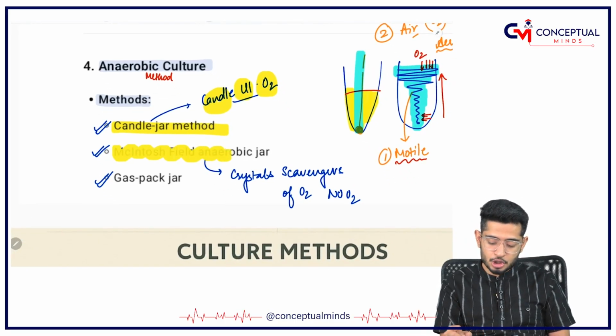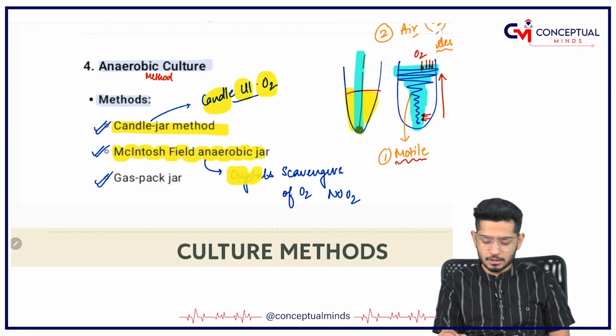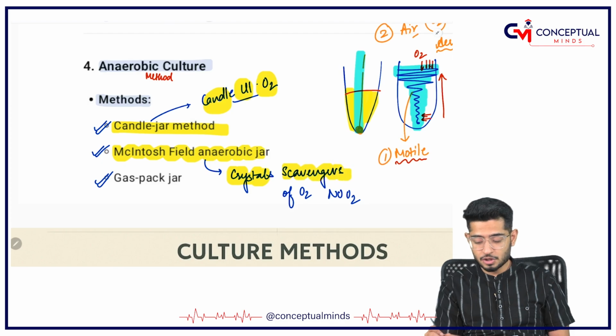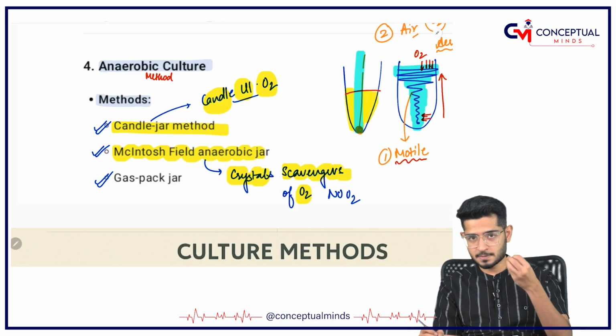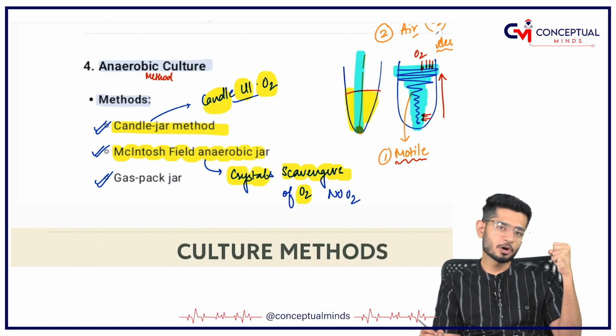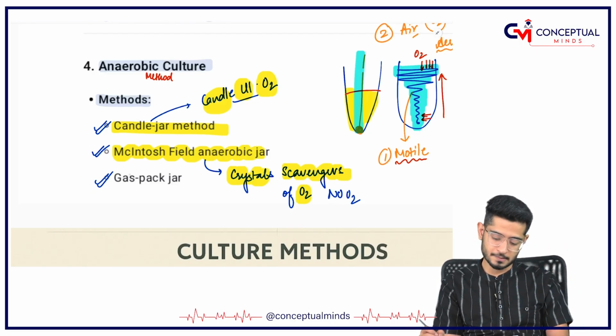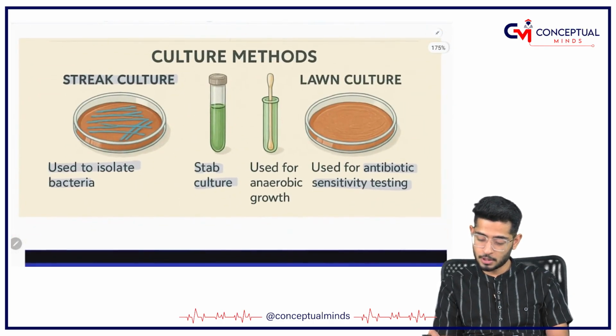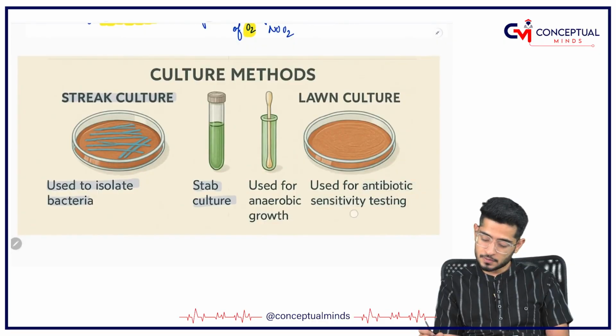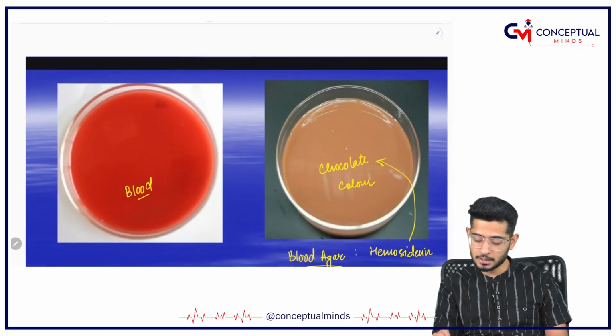Even the Macintosh filter, it has got crystals of substances that are scavengers of oxygen. So they have got some crystals of substances that are going to absorb all the oxygen, and there will be anaerobiosis which will be happening. Similar is the case with the gas packed jar. So these are some images. Can you see? This is the stab culture which they have shown you. These are different streaks, so streak culture, and this is uniform, so this is lawn culture.